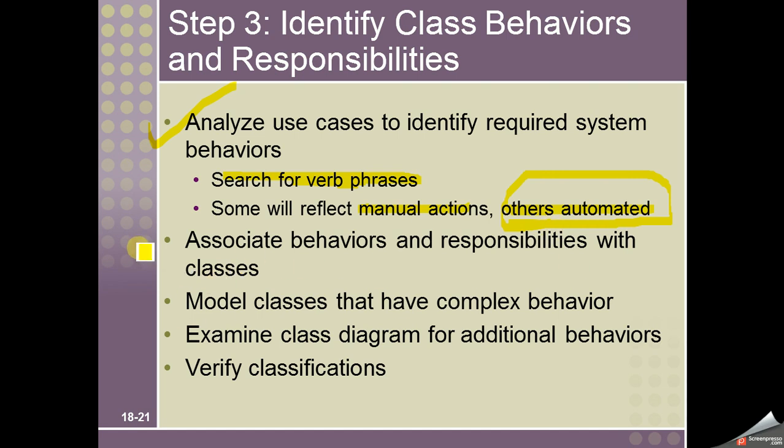However, some verbs are associated with the behavior of the object, so we should look for them. Associate behaviors and responsibilities with the classes. We also need to associate which behaviors and responsibilities are associated with which class. Model classes that have complex behavior. So if any class has a complex behavior, we need to model it separately. Examine class diagram for additional behavior. We also need to look into the class diagram to see if we have not missed any behavior and verify the classification.